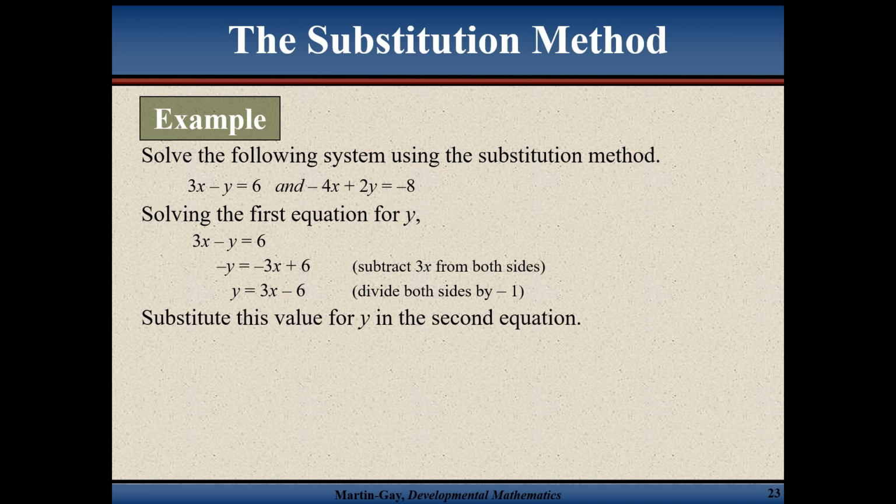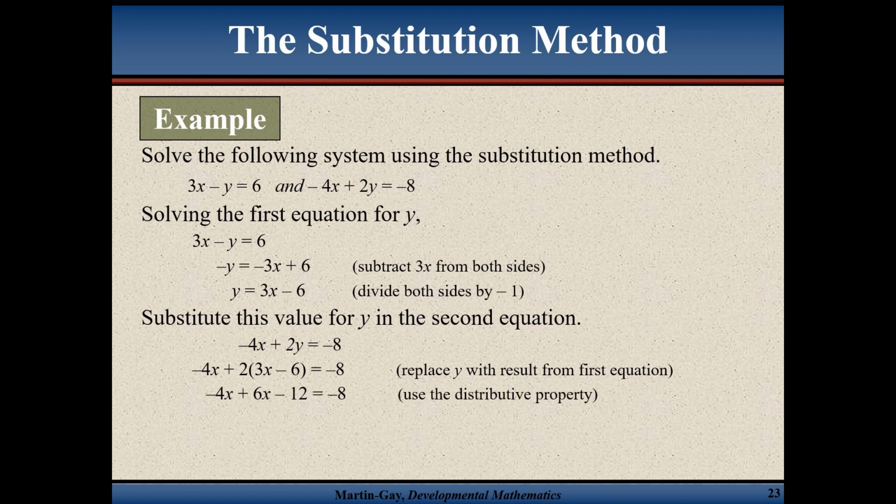Substitute this value for y in the second equation. Negative 4x plus 2y equals negative 8. So anywhere y is, I'm going to put 3x minus 6. So in this equation, you're going to end up with negative 4x plus 2 times (3x minus 6) equals negative 8. Then I use the distributive property, so 2 times 3x gives you 6x, 2 times 6 gives you negative 12.